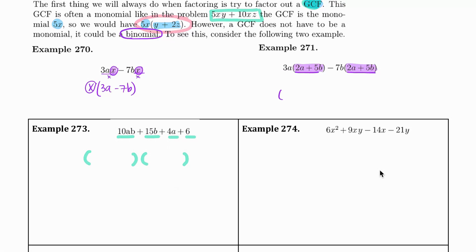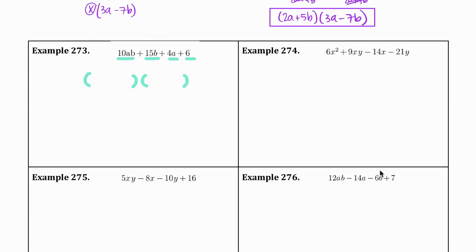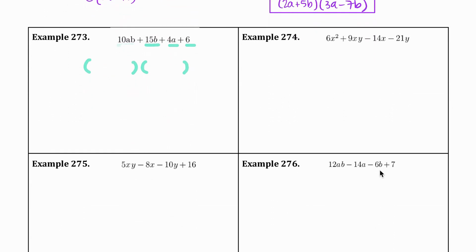When we are factoring a greatest common factor, it could be a binomial. So they both have that purple piece, that 2a plus 5b. If we divide these by 2a plus 5b, well, those cancel out, and we're left with 3a minus 7b. So now these two binomials are two factors. This is fully factored. So we're going to use that idea of factoring out a binomial to help us factor things that have four terms, four-term polynomials.